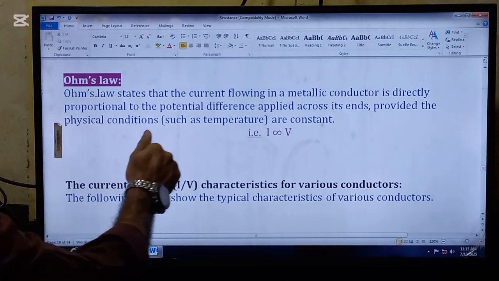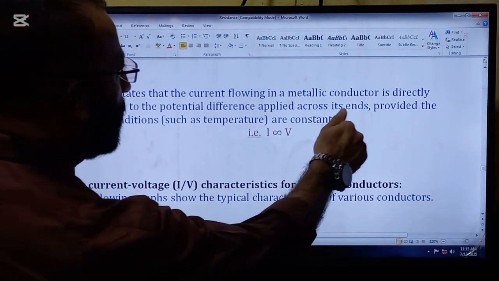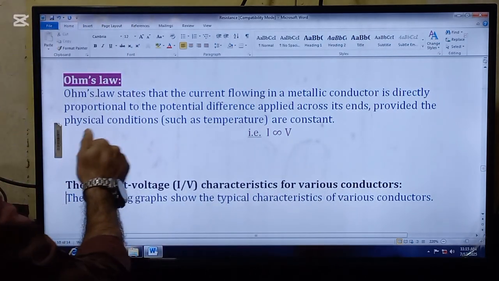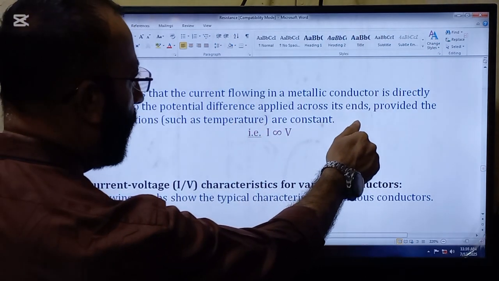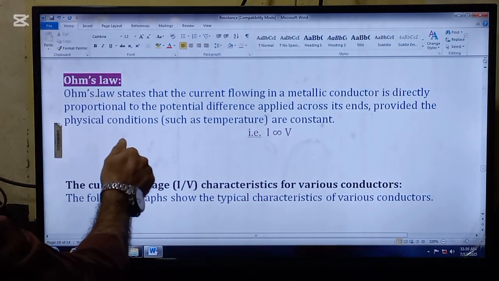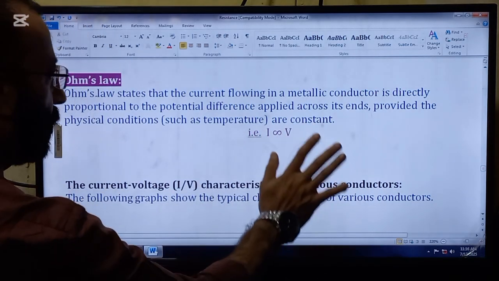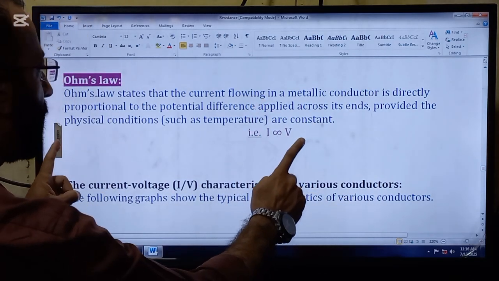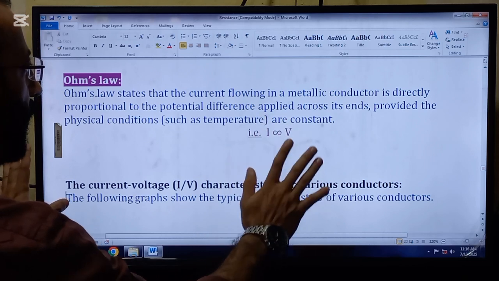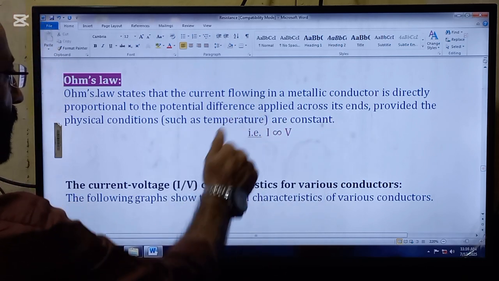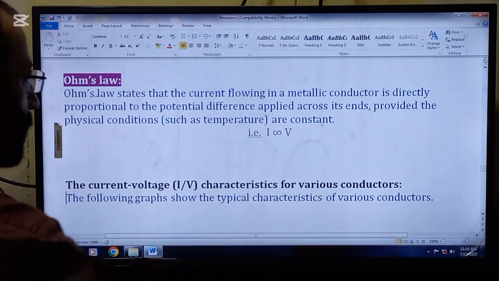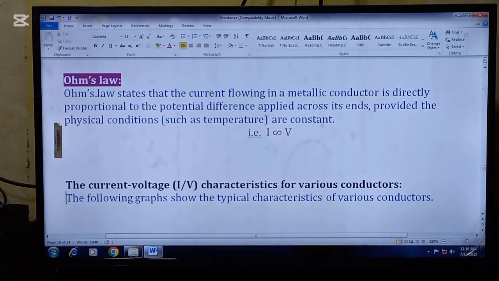Ohm's law states that the current flowing in a metallic conductor is directly proportional to the potential difference applied across its ends, provided the physical conditions such as temperature are constant. So if the physical conditions are constant, then current will be directly proportional to the potential difference. So I is directly proportional to potential difference.